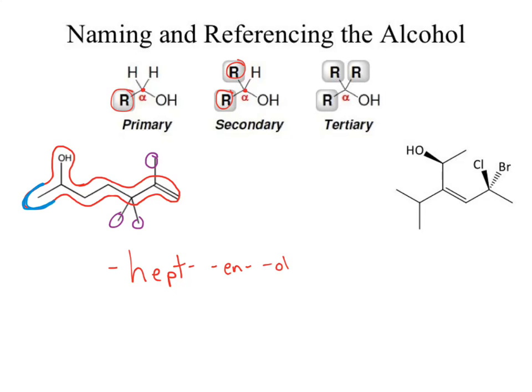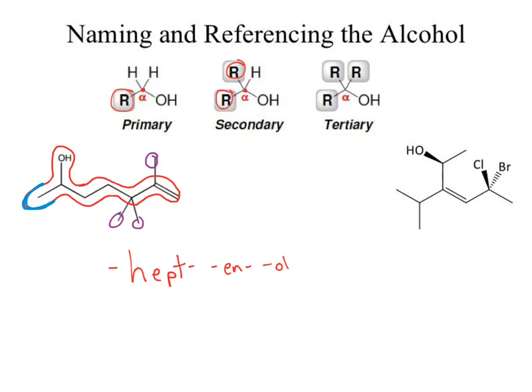Depending on how we number this, we end up with different numbers. If we number right to left, that would be 2, 6. If we numbered left to right, it would be 1, 6. So what's our answer? 2, 6 or 1, 6?